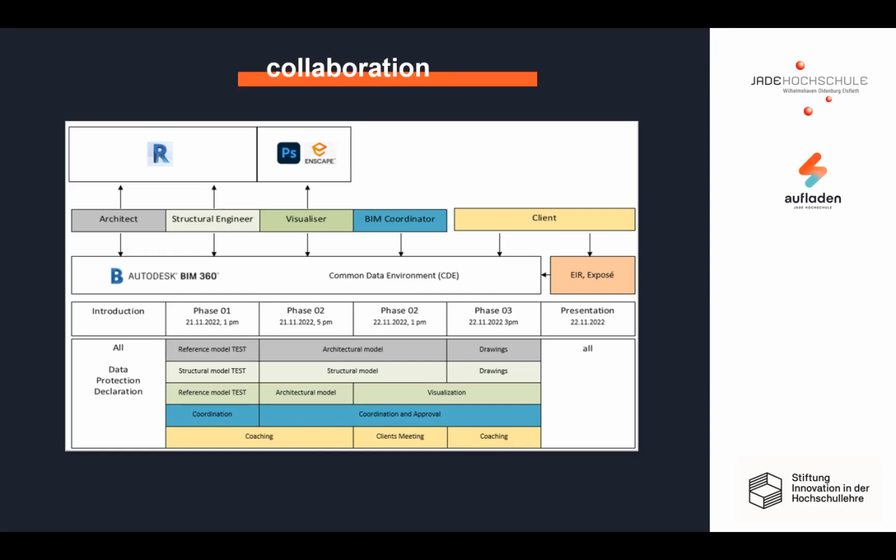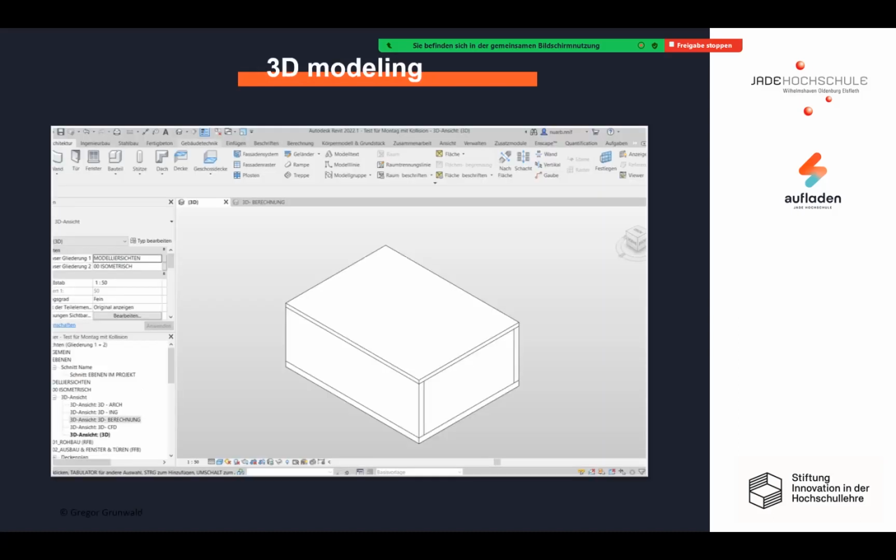The common data environment is the central storage where all the digital results were stored, according to the requirements of the EIR. In terms of time, we divided the workshop into three phases. The first phase was a clearly structured task phase to get to know all planning tools. In phase 2, the students were able to apply these tools to their own design, which they then presented to a jury and all the other participants in phase 3.